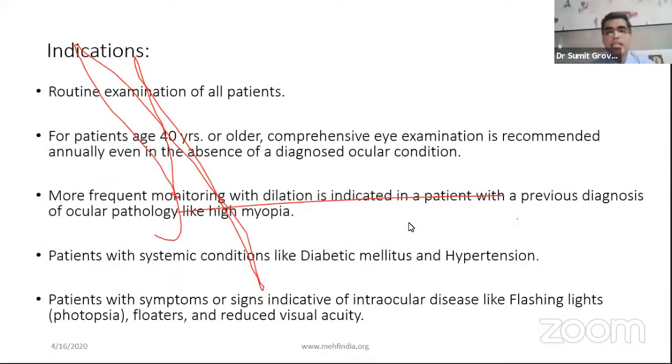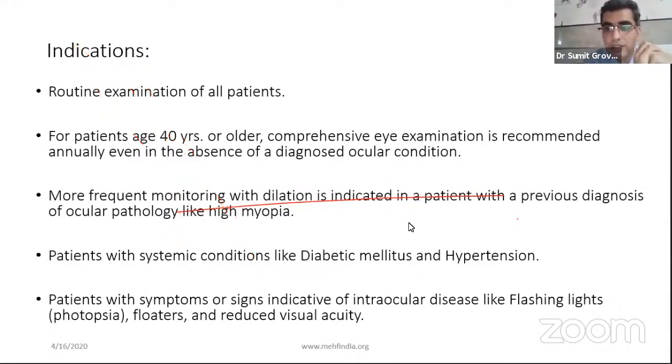Now, what are the indications for dilatation? Routine examination of all patients. American Academy of Optometry guidelines say routine examination of all patients requires a dilated fundus examination. Especially for patients aged 40 years or older, a comprehensive eye examination is recommended annually, even in the absence of any diagnosed ocular condition. More frequent monitoring with dilatation is indicated in patients with previous ocular pathology like high myopia.